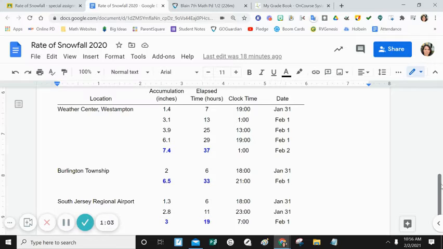And I created a table looking at 3 different locations: the Weather Center itself in West Hampton, a location in Burlington Township, and then a location at the South Jersey Regional Airport. In the table at the bottom of your worksheet, you will find all this data.